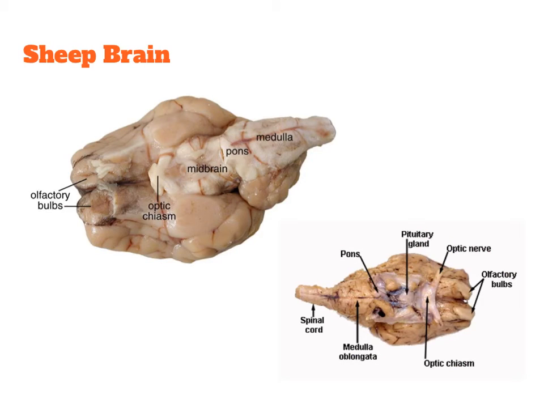All right, here's a picture of a sheep's brain. We're looking at the inferior side of it right now. So this would be the spinal cord, as it would be connecting to that. There you see the medulla oblongata, the pons, and the midbrain.